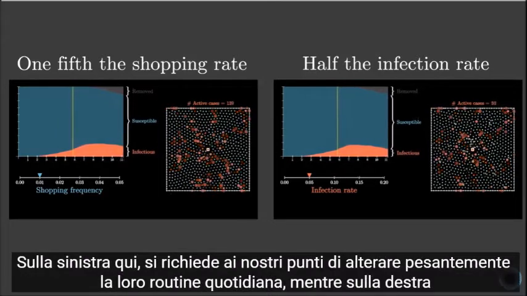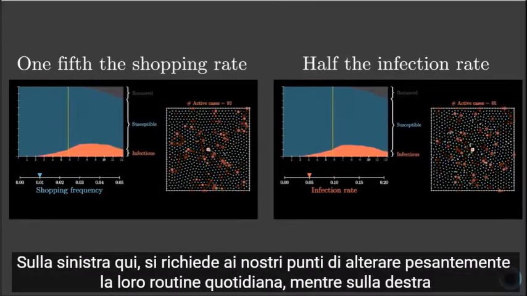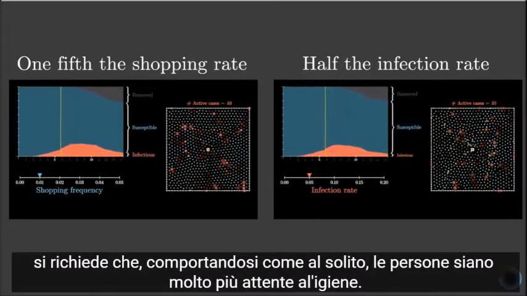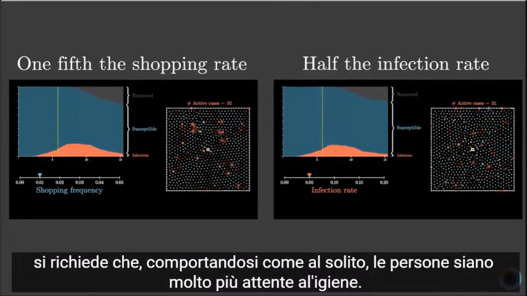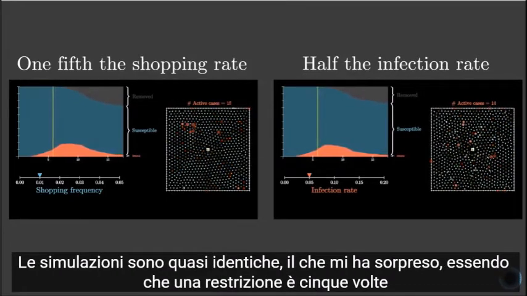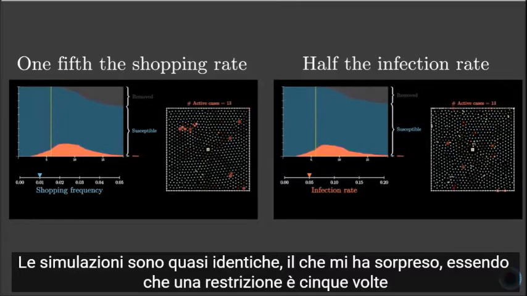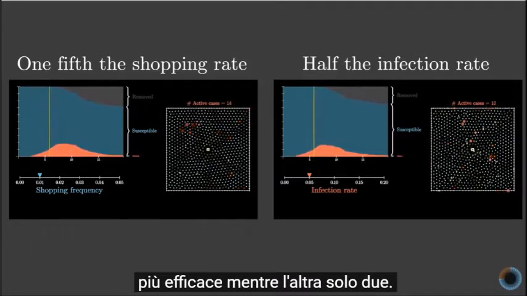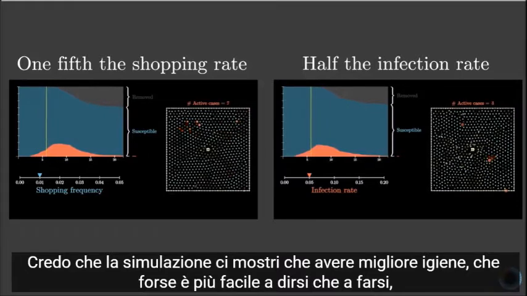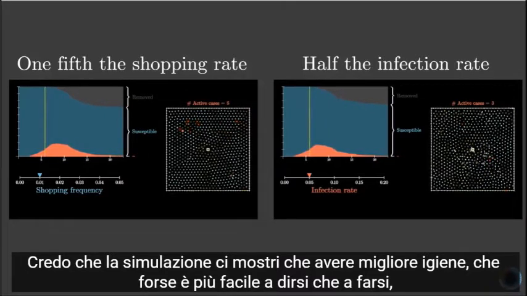The simulation on the left requires our dots to very heavily alter their daily routines, whereas on the right, our dots can mostly continue their usual habits, but they're just much more conscious of hygiene. They're actually nearly identical, which surprised me, given that one of them is a 5-fold decrease and the other is 2-fold. I guess it goes to show that effective hygiene, which is maybe easier said than done, really goes a long way.